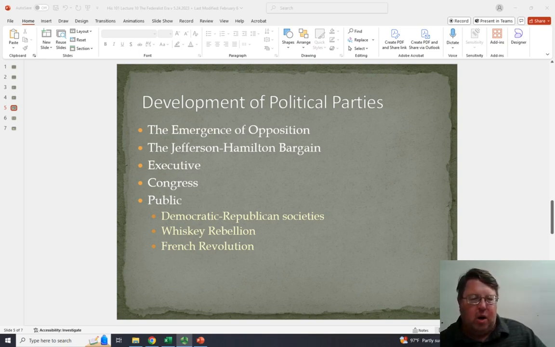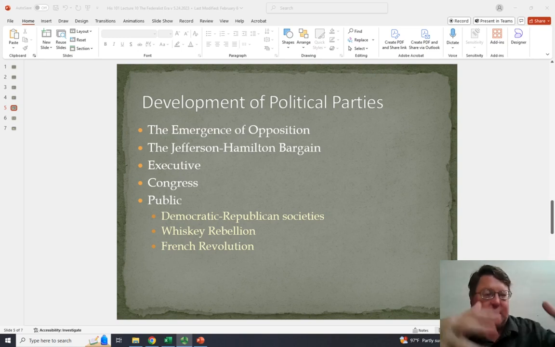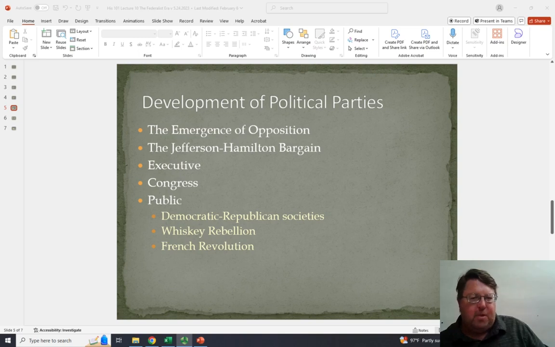You have the creation of Democratic Republican societies. Jefferson's supporters create these clubs across the U.S. in different towns and cities. Jefferson's supporters formed Democratic Republican clubs or societies. They would have parades, the barbecues, get people out.